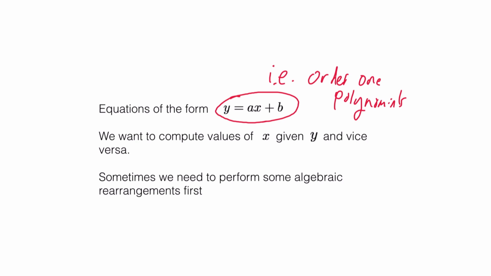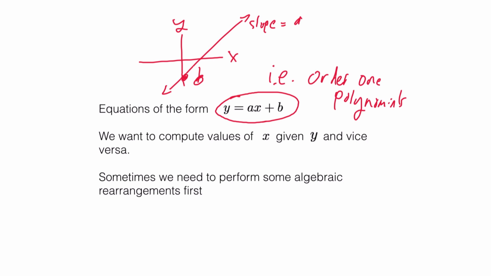So the general plot for something like this on the xy plane is a line. In this case, the slope is equal to a, and this point here is equal to b.